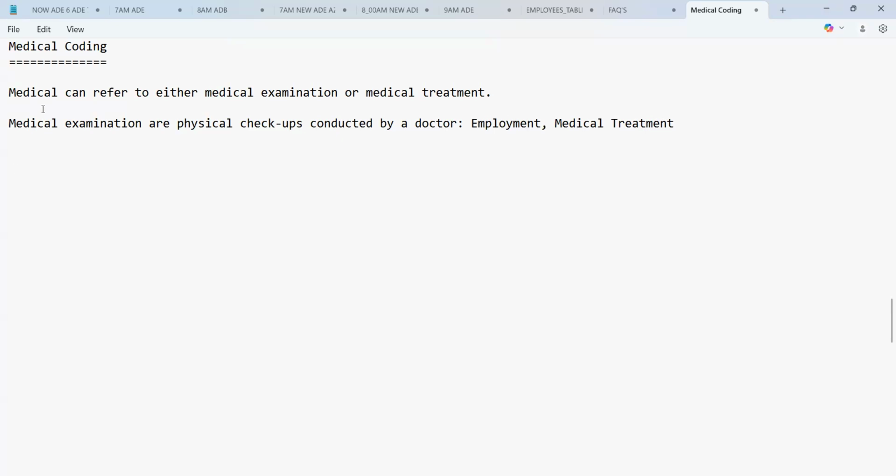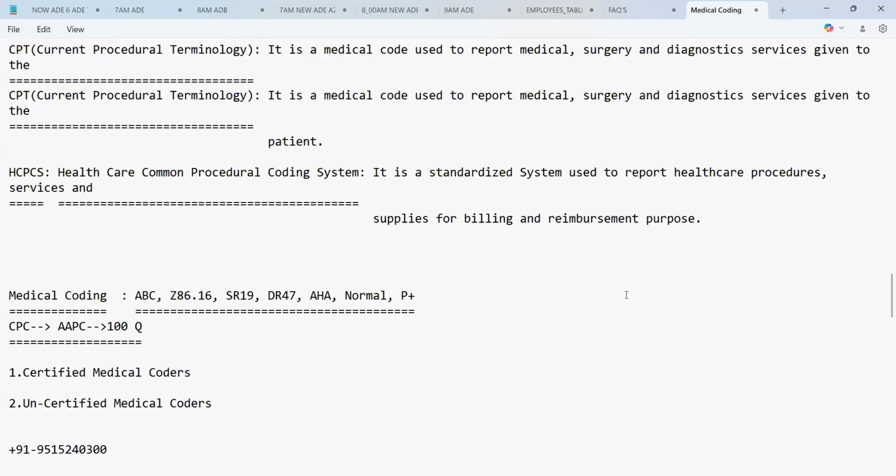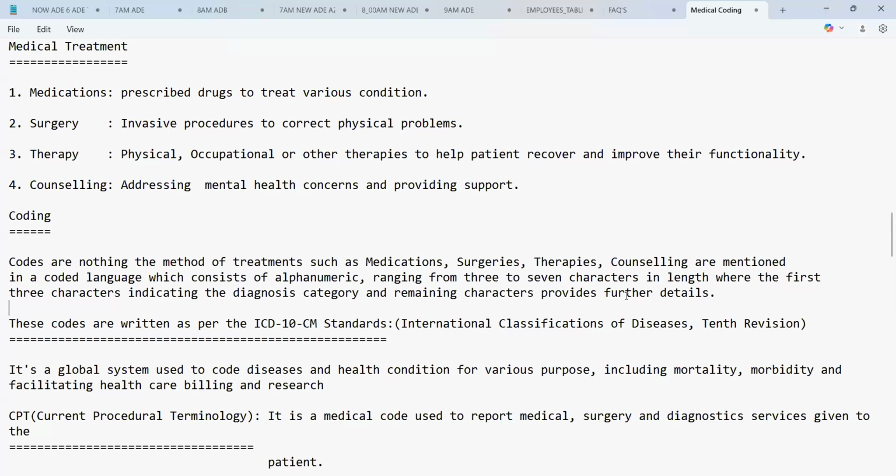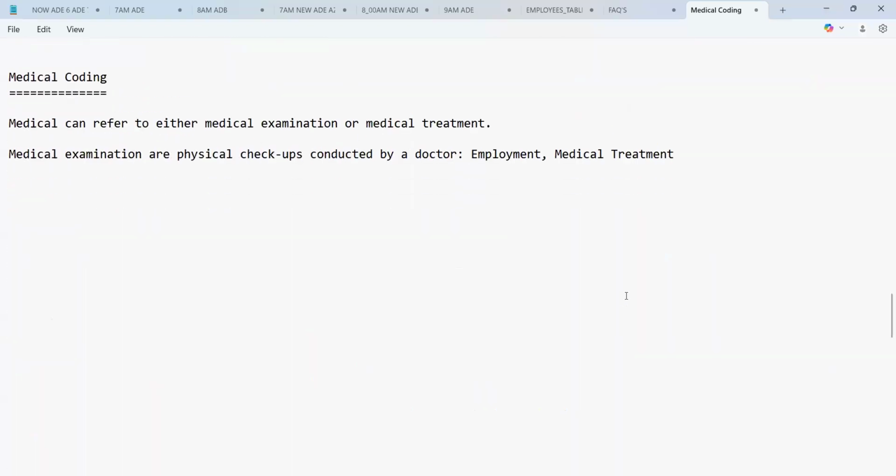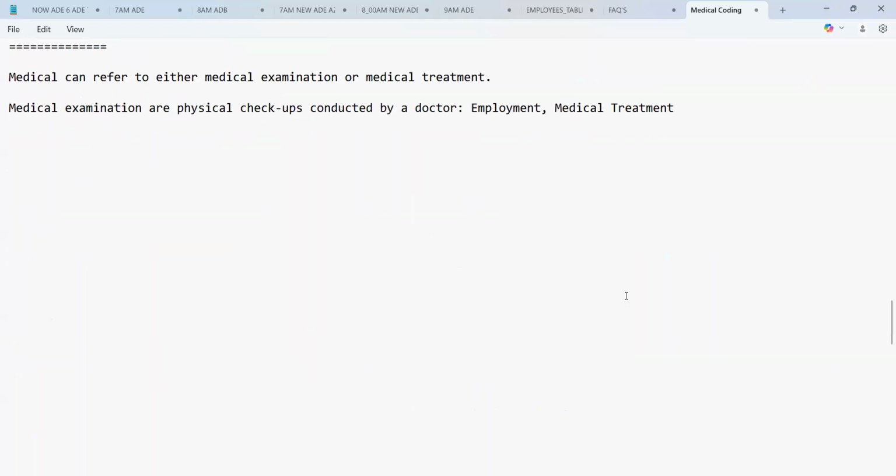So, guys, the word medical can refer either to medical examination or medical treatment, where medical examinations are physical checkups conducted by a doctor for the purpose of what? Employment or medical treatment, guys. Okay, that's it. Now the next one.